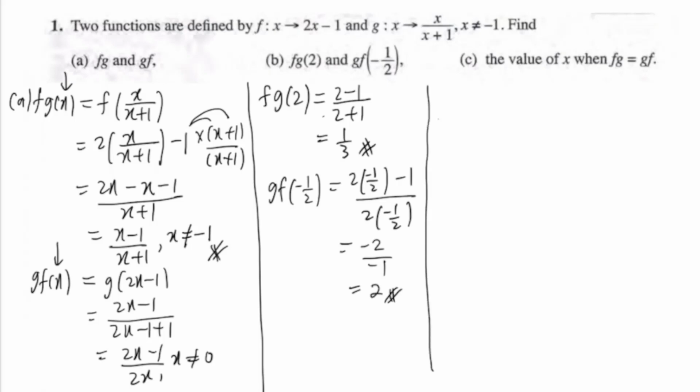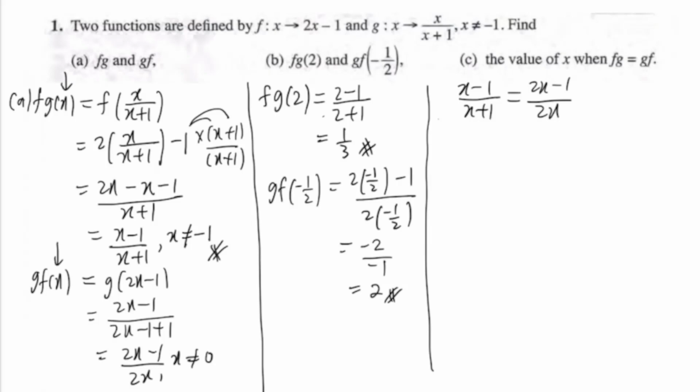Okay, next, find the value of x when fg(x) equals gf(x). Now we know fg(x) from the first part. Yeah, my fg(x) is (x - 1)/(x + 1). My gf(x) is (2x - 1)/(2x). Yeah, from here, from part A that we got earlier.